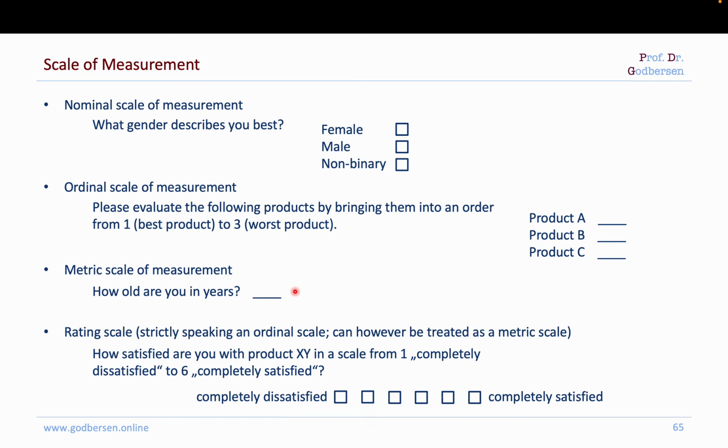Important for academic research is a question type, and that is the rating scale. In social sciences, you find different forms of rating scales at the heart of virtually every project which has to do with questionnaires. A rating scale, you can see an example here. How satisfied are you with product XY on a scale from 1 completely dissatisfied to 6 completely satisfied? Then the participant has to tick from completely dissatisfied, that represents 1, 2, 3, 4, 5 to 6 completely satisfied.